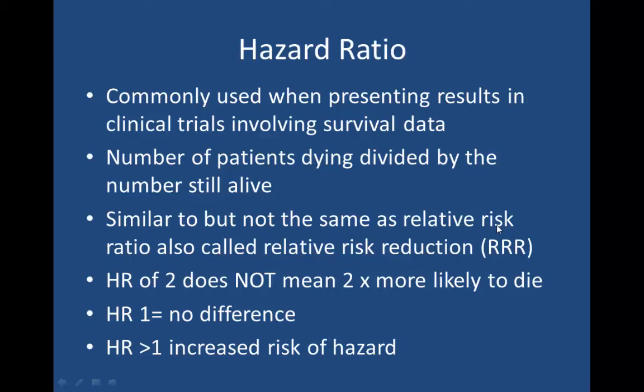So a hazard ratio of 2 does not mean they're 2 times more likely to die, but it does mean that there's a positive relationship. So a number greater than 1, there's an increased risk of the hazard, whatever that outcome is. So death or amputation or allergic reaction, whatever the outcome is that they're calculating the hazard ratio for, there's a greater chance of that in the treatment group compared to the control group.